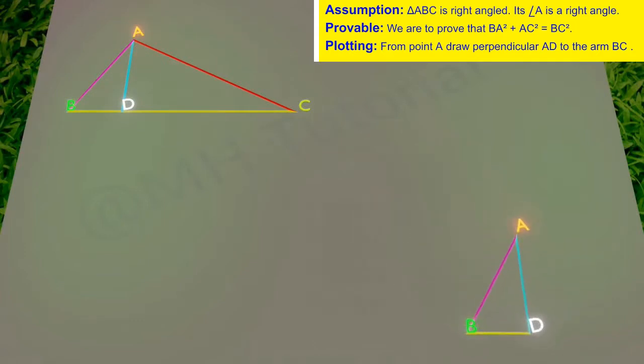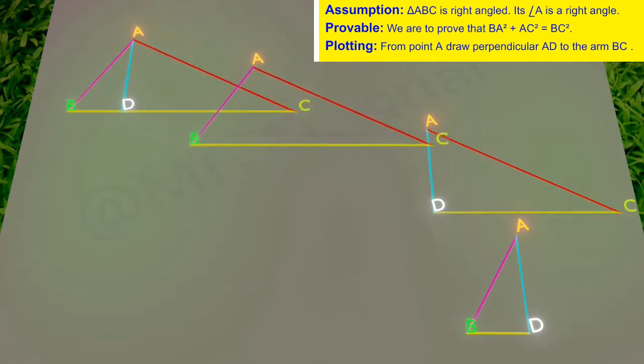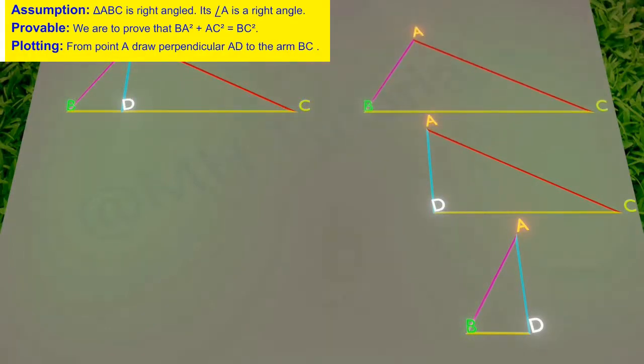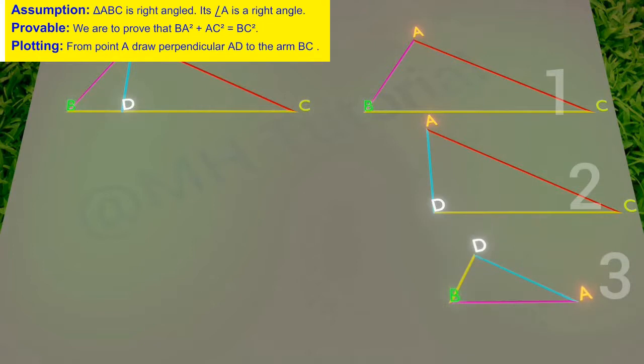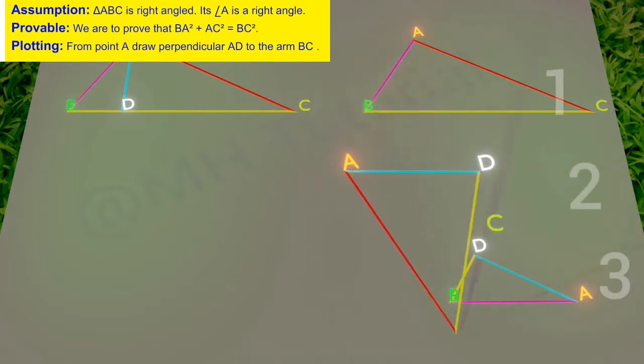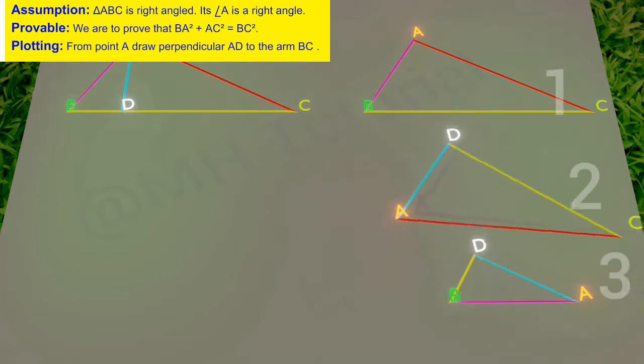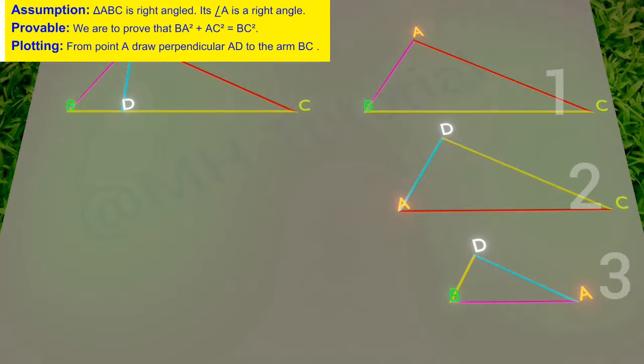Triangle ABD, triangle ACD, and triangle ABC. That is the original triangle. Let's give them numbers. Let us rotate the triangle 3. Then the triangle 2 will also be rotated once. Thus, you see, their corresponding sides are now parallel.